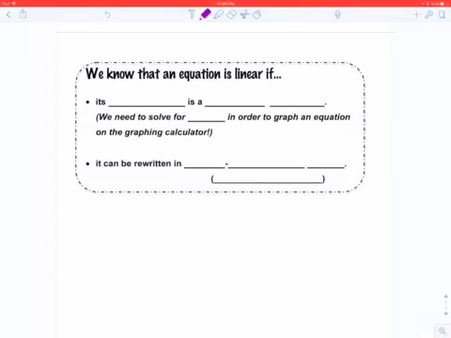So we know that an equation is linear if its graph is a straight line. And if we want to use the graphing calculator to test if an equation, when graphed, is a straight line, we first need to solve for y in order to graph an equation on the graphing calculator.